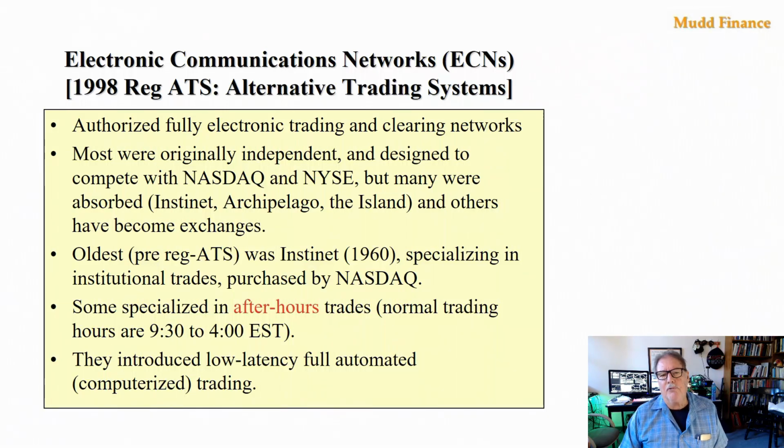Normal trading hours for us are 9:30 to 4 o'clock New York time, or 6:30 to 1 o'clock out here on the West Coast. So after-hours trades refers to trades that are either before that period of time, before they open, or after that period of time. And how that works is discussed in the chapter and not so much here. But the primary purpose for these ECNs is that they introduce low latency, fully automated, computerized trading in place of the old-fashioned human-based open outcry system.